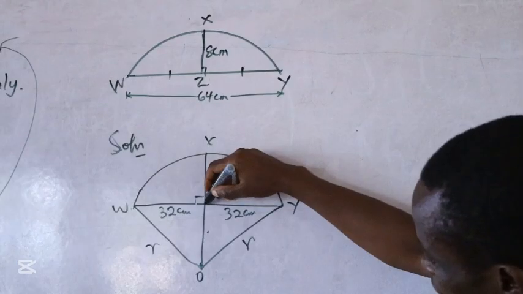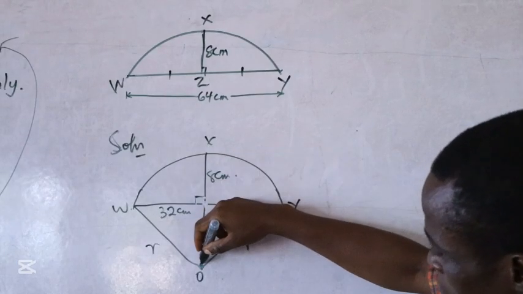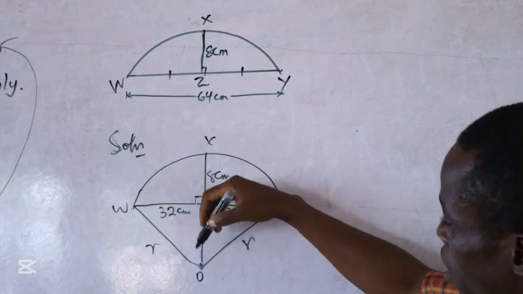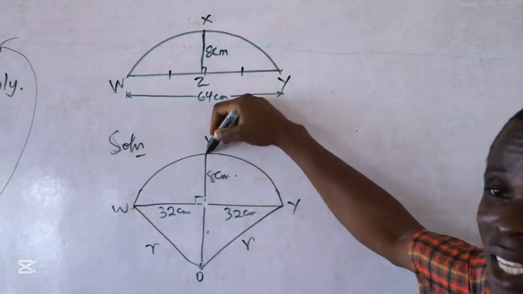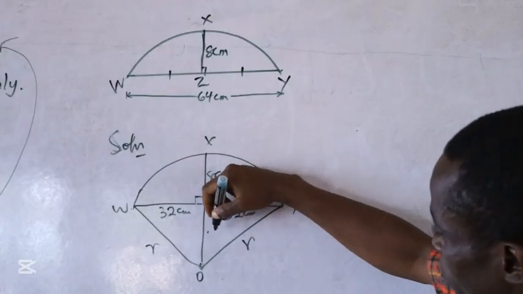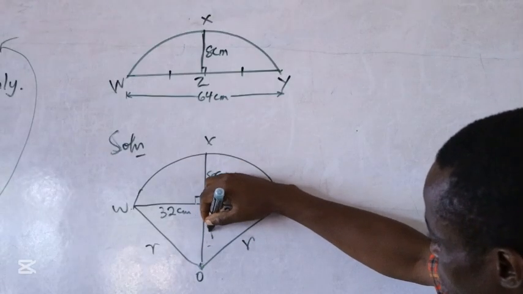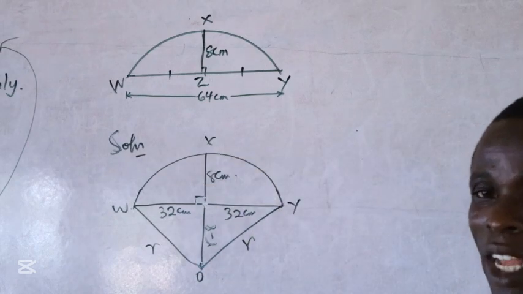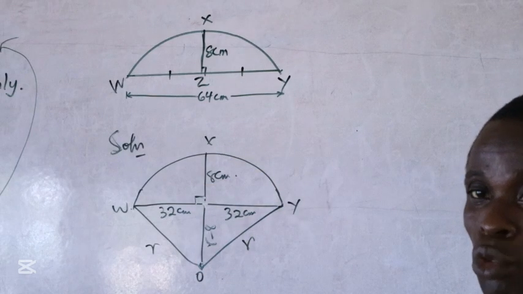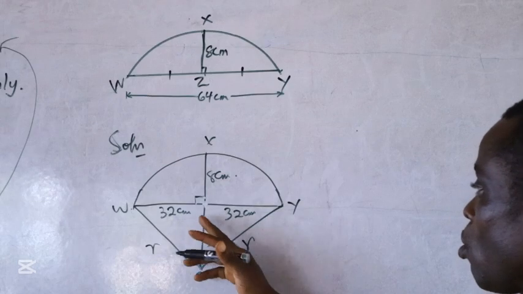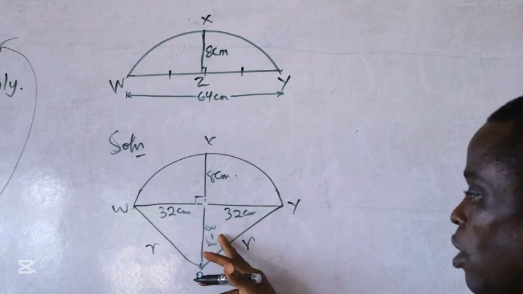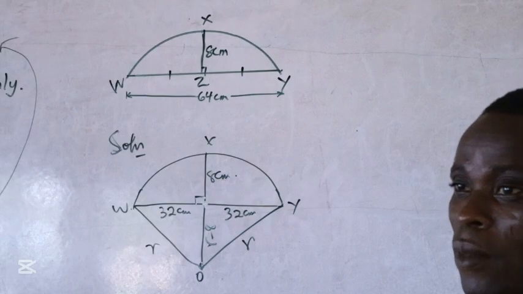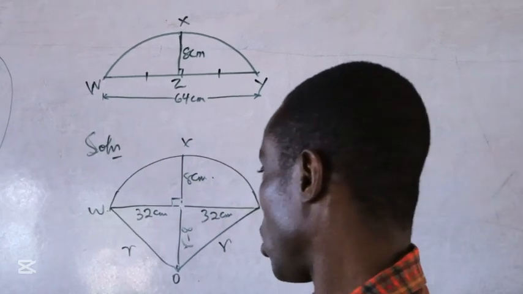Okay, look at this. Look at the line from here to this place. Is that the radius? Radius is from here to here. R minus 8. Then that is when you can now use Pythagoras rule. Pythagoras rule is 32 squared plus (R minus 8) squared is equal to R squared. Is that okay? Okay, so let's use that Pythagoras rule.